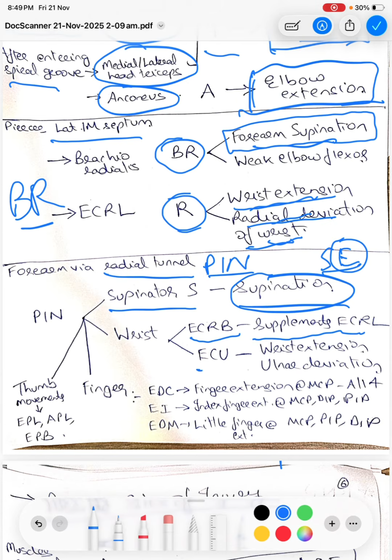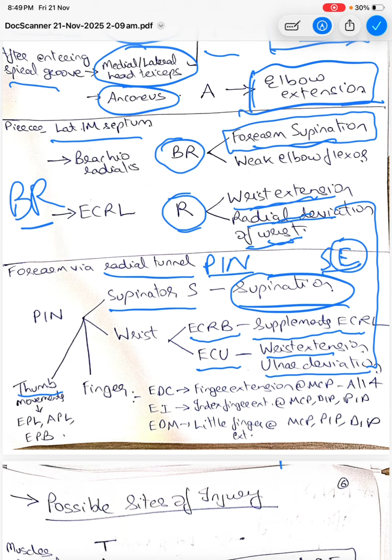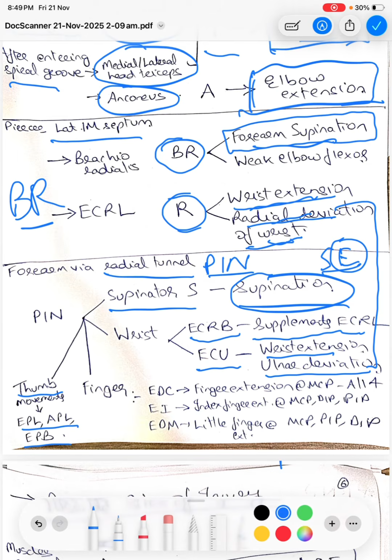It supplies extensor carpi ulnaris. What is the function of extensor carpi ulnaris? It is wrist extension and ulnar deviation. Mark my words, keep this in mind: radial deviation by ECRL and ulnar deviation by ECU. Then it supplies the muscles of the thumb, that is EPL, APL and EPB. Now it supplies the finger extensors. What are the finger extensors?